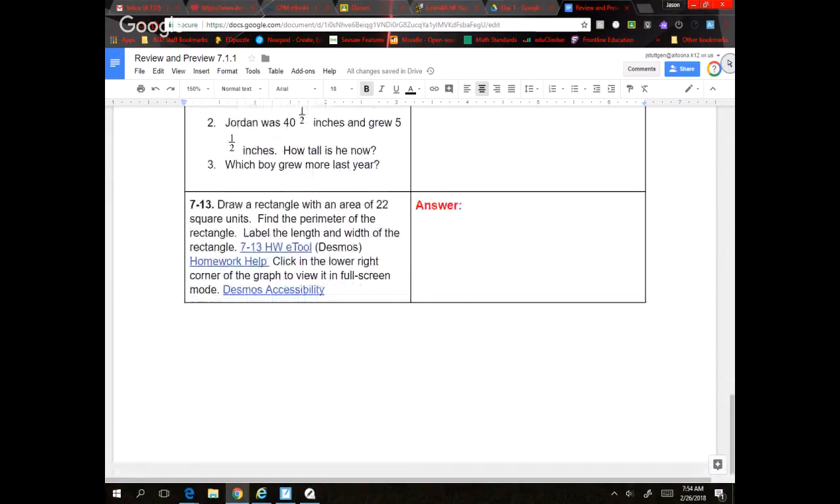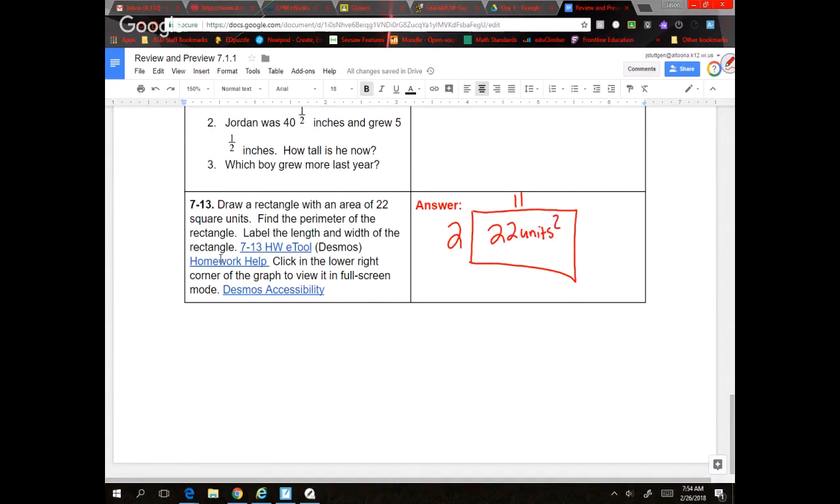Last problem. 7-13, draw a rectangle that has an area of 22. So I'm just going to sketch a rectangle. You could have lots of answers, especially if you use fractions for the sides. I just did 2 and 11, for an area of 22 units squared. Then it says to find the perimeter. Well, 11 plus 11 plus 2 plus 2. Add all that together. 4, 5, 6, 26 units. Again, you can have lots of answers, especially if you used fractions for the sides, like 3.5. Okay, so those are the answers to preview 7.1.1.